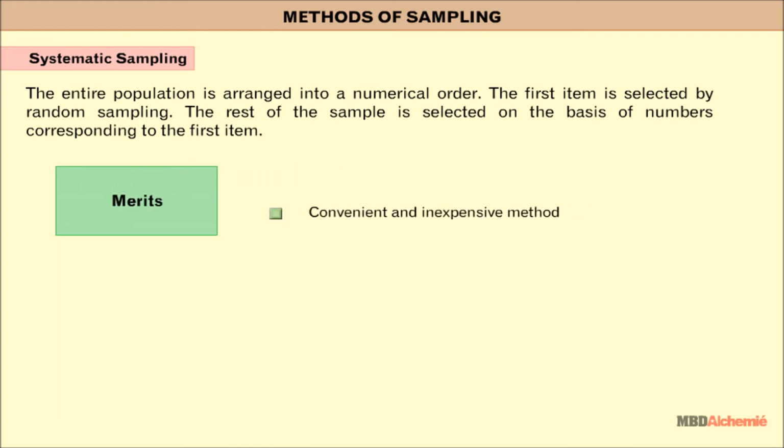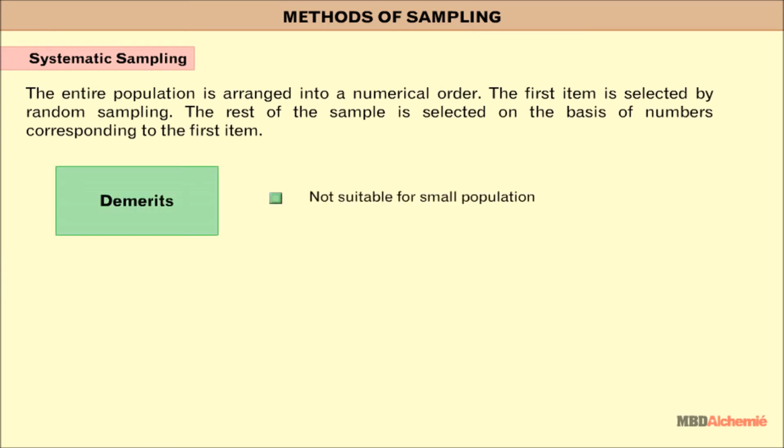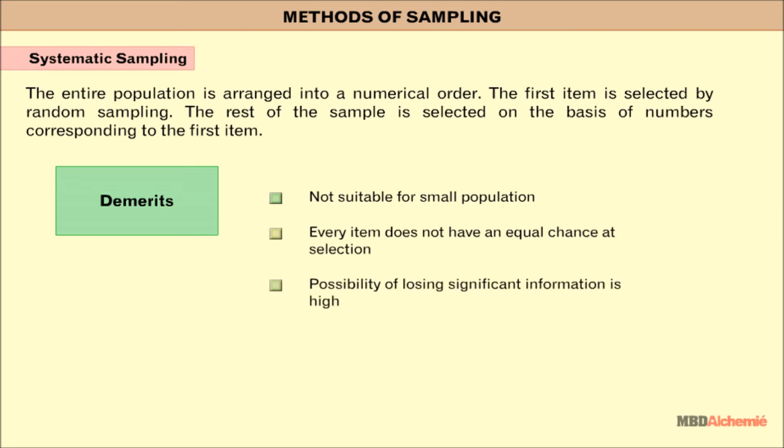Merits. Convenient and inexpensive method. Less chances of being biased. Demerits. Not suitable for small population. Every item does not have an equal chance at selection. Possibility of losing significant information is high. Not suitable when periodic and extensive data is required.